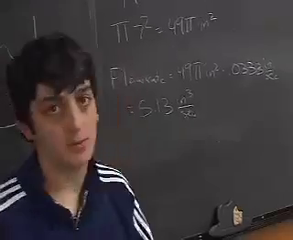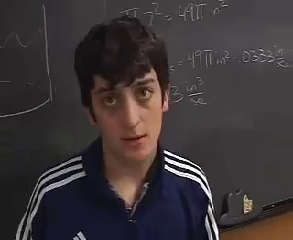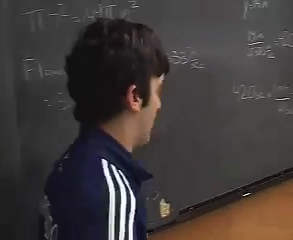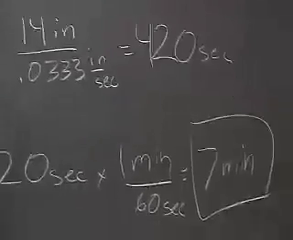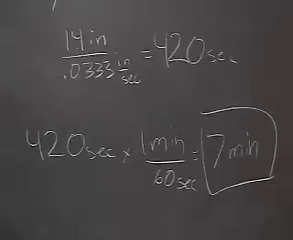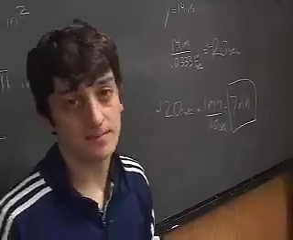Then to get the time it took for the bucket to fill up, we took the height, 14 inches, and divided it by 0.0333 inches per second to get 420 seconds, or 7 minutes. 7 minutes until the bucket would fill up.